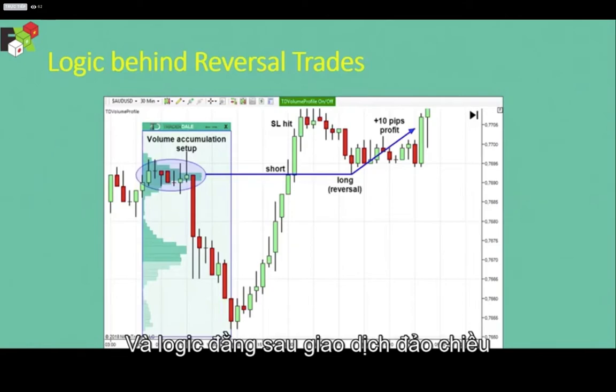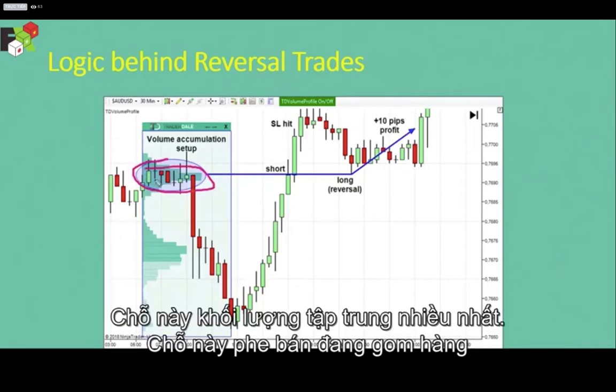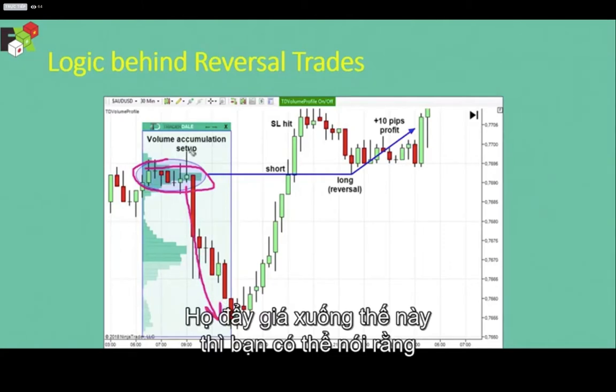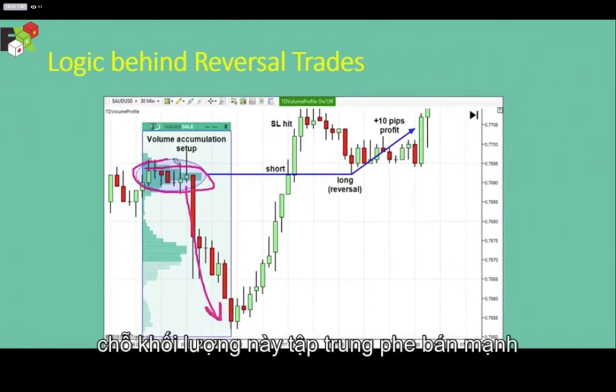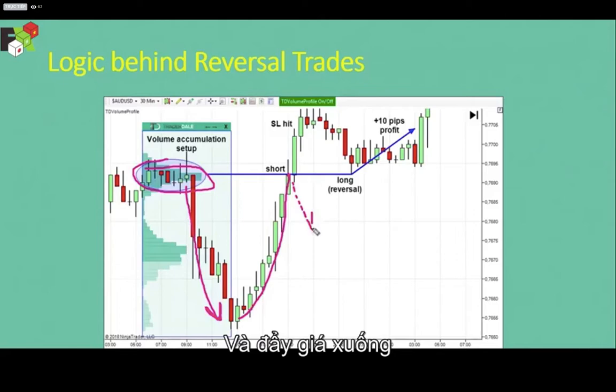The logic behind reversal trades is this. If you look at the picture, you've already seen this one, so let me demonstrate the logic on this picture. Right there you can see heavy volumes of strong sellers who accumulated their selling positions there, and after that they pushed the price downwards. Because they pushed the price downwards, you can tell that those volumes belong to strong sellers. When the price makes it back to this area, you expect that those sellers will start selling and that they'll push the price downwards to defend their positions.